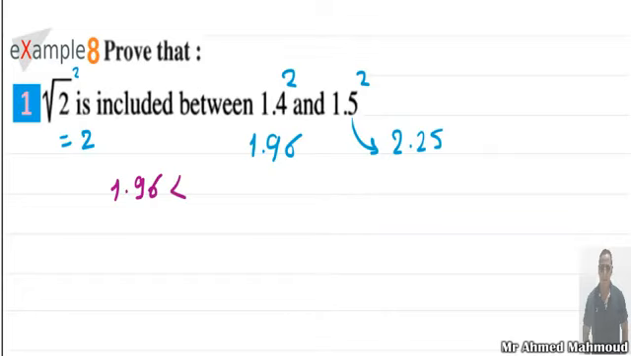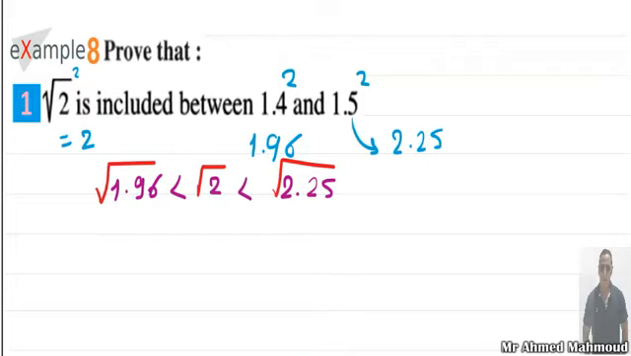Okay, less than 2, less than 2.25. Okay, then the first step, make the three numbers to the power of 2 and then arrange them in ascending or descending order, it's up to you. And then I'm going to take the square root, back to its original form, root 2, like this. I will take the square root of 1.96, the square root of 2, and the square root of 2.25.